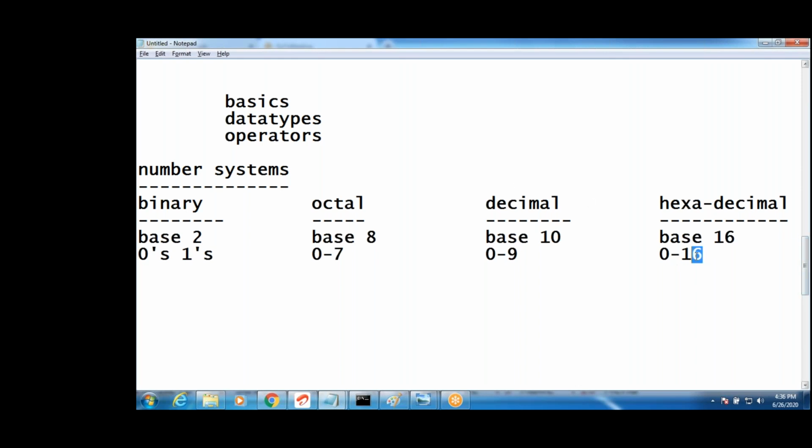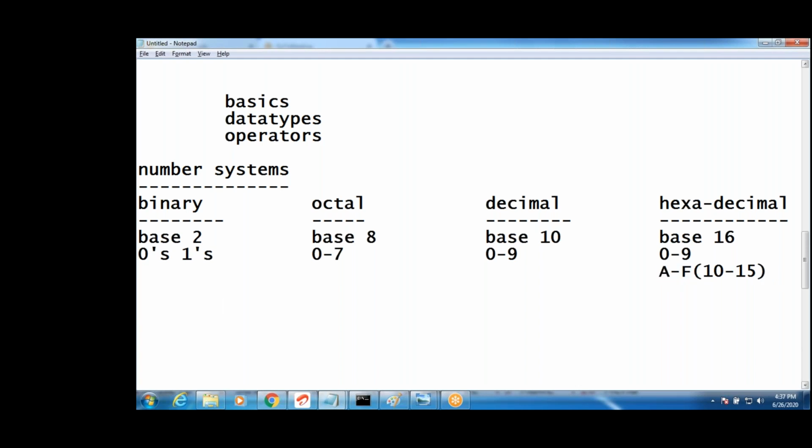You won't get 16, right? 0 to 15. But how do we write 0 to 15? 0 to 9 we write as they are, and after that A to F. What is A to F? That is 10 to 15. Total numbers 0 to 15, right? 0 to 9 and 10 to 15, and 10 to 15 we represent as A to F.